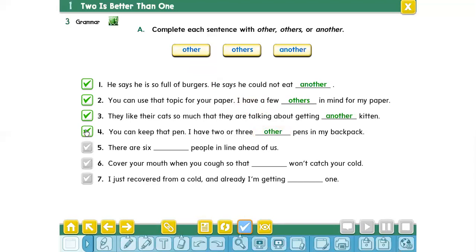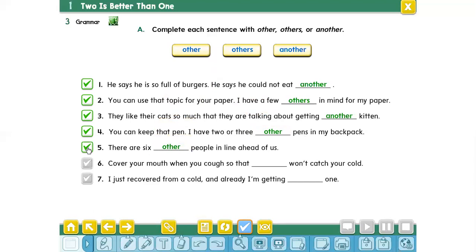There are six people and three pens. They are the same. So the same option is correct here. This is a plural noun and the noun is in the sentence. So we say there are six other people.